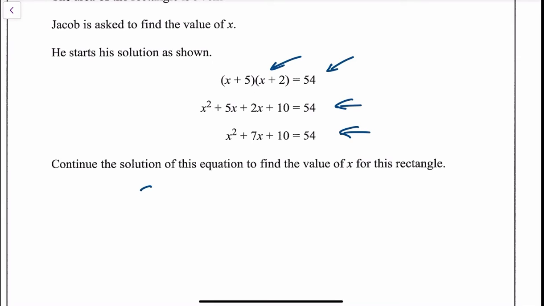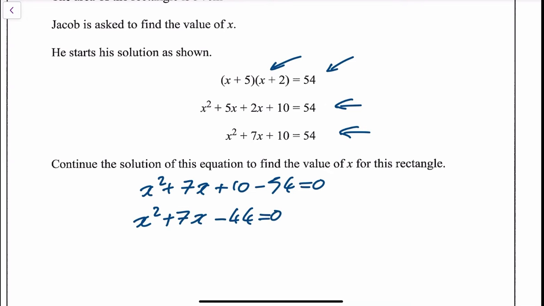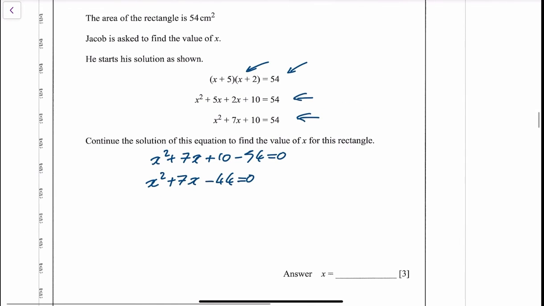And then all we'll do is bring everything to one side, so it's equal to 0. So you'll have x squared plus 7x minus 44 is equal to 0. And then my sum is equal to 7, and my product is equal to minus 44. So minus 44, it would work out to be 11 times minus 4.